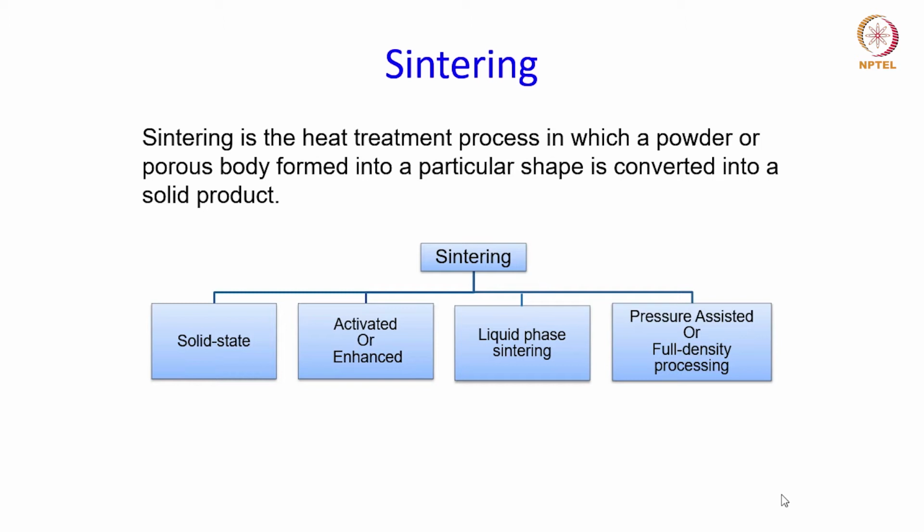Sintering is the heat treatment process in which a powder or porous body already formed into a particular shape is converted into a solid product. So in the powder metallurgy process, what is done is the loose powder mass is first compacted and a particular shape is given to it, and then in order to close all the pores and to densify it, it is heated at a particular temperature for a certain period of time.